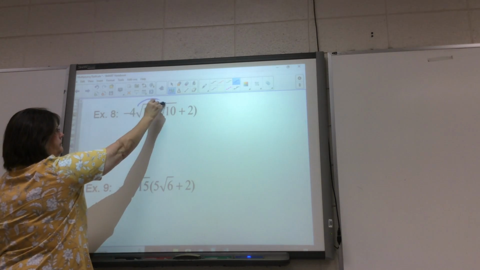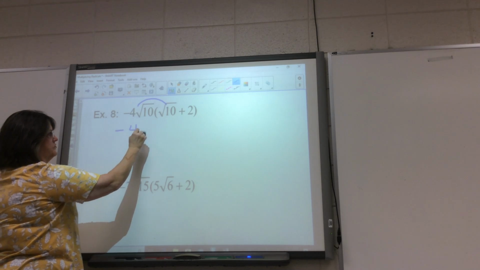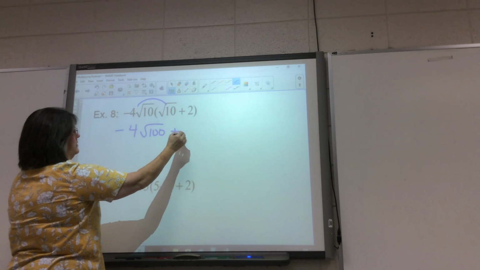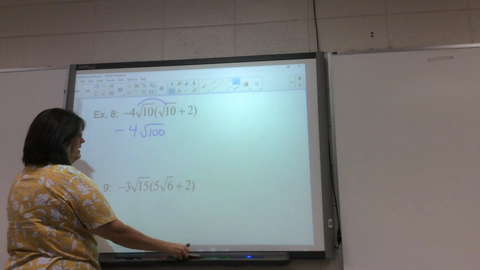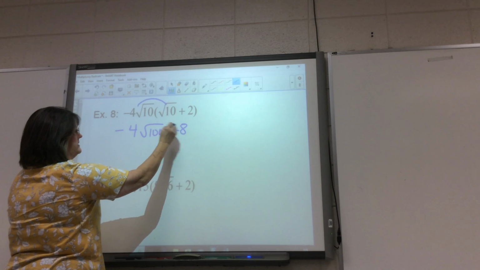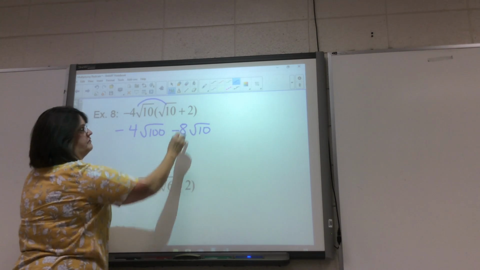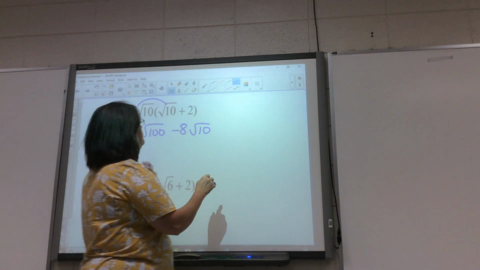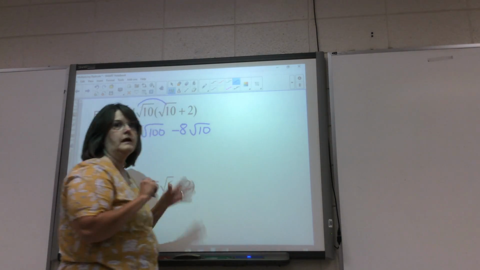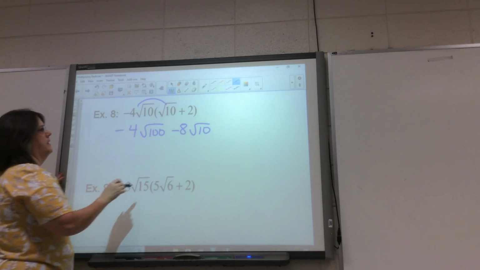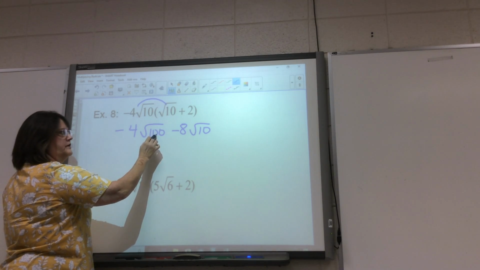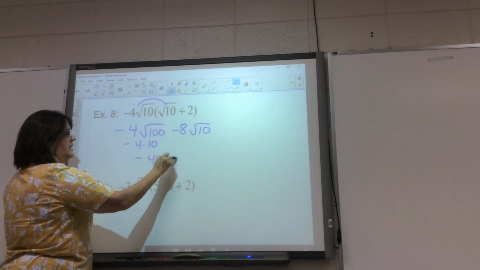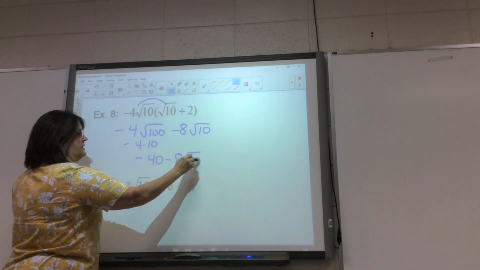Same thing. This is negative 4 on the square root of 100 plus, well, not plus. We've got negative 4 times 2, that's negative 8 on the square root of 10. If there's no inside, you just write it down. The same as if I had done 4x times 2. I would write 8x. Okay. So this is 10. The square root of 100 is 10. So negative 4 times 10 is negative 40, minus 8 square roots of 10.